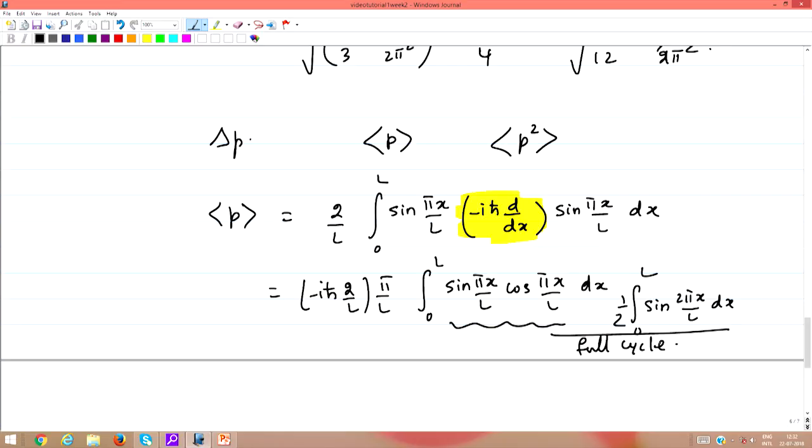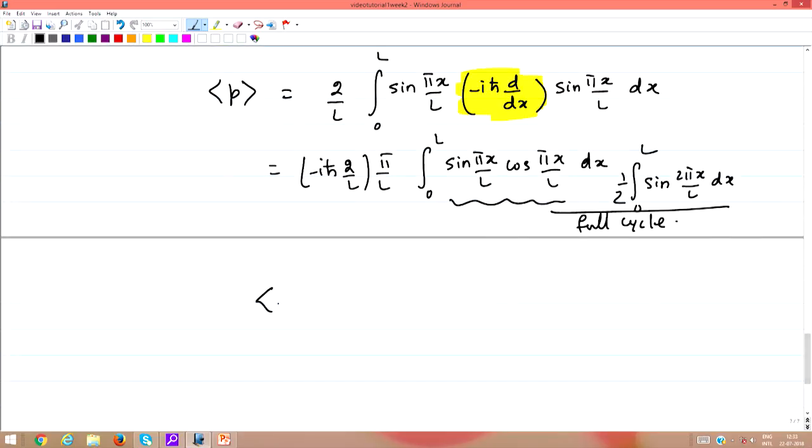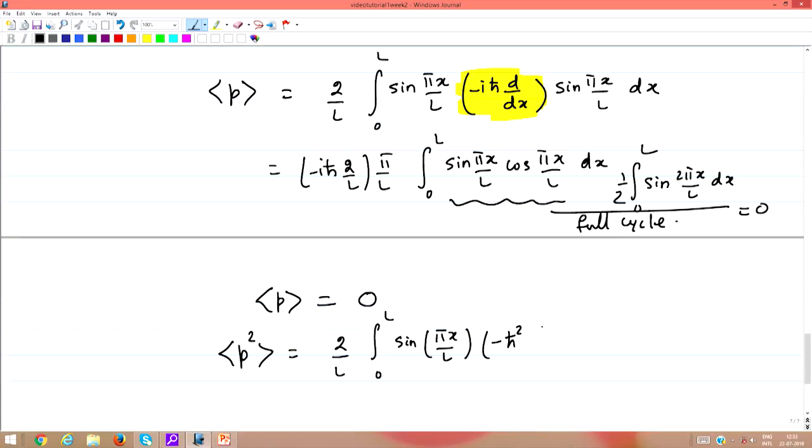Okay. Therefore, the expectation value of p is 0. Now, what is the expectation value of p square? It should be obvious from the way the p square operator is used to get this wave function, but anyway, let us write that out. It is 2 by L, integral 0 to L, sine pi x by L, minus h bar square d square by dx square acting on sine pi x by L, dx.